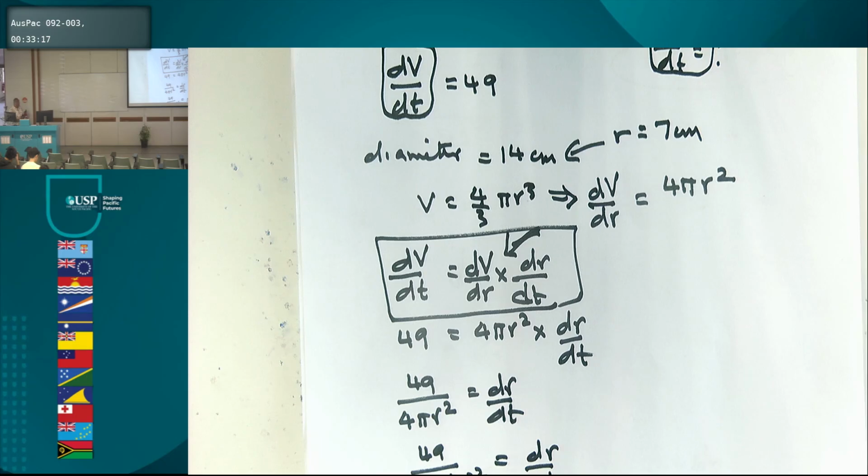Let's have a look at another question on related rates from the worksheet.